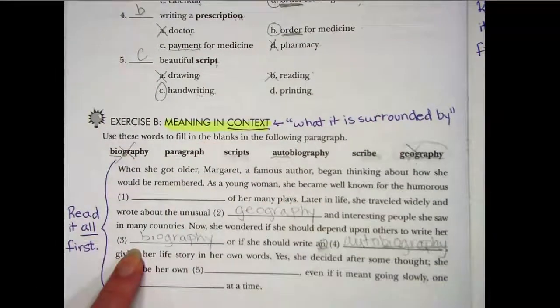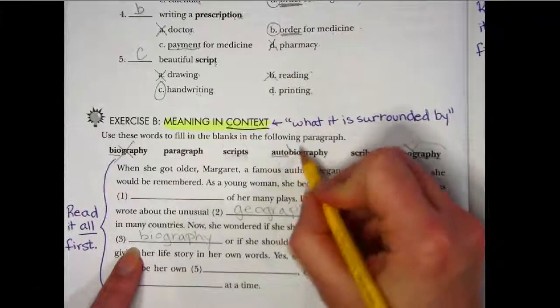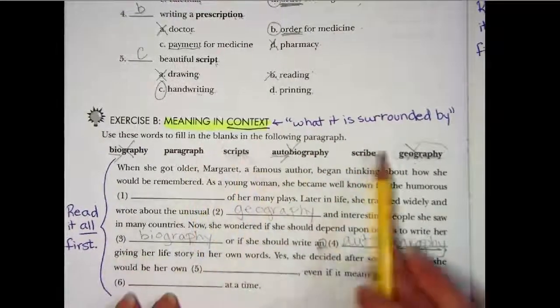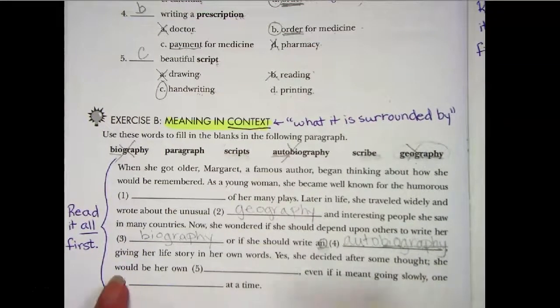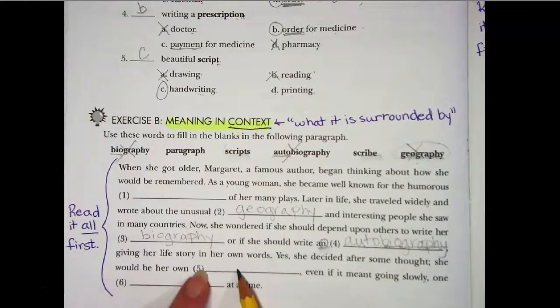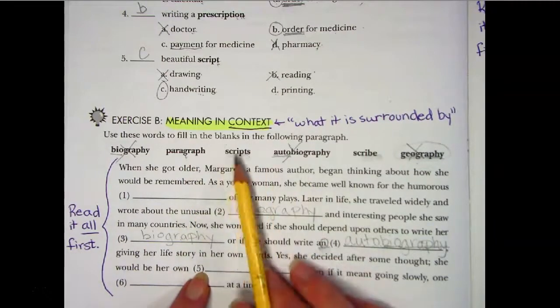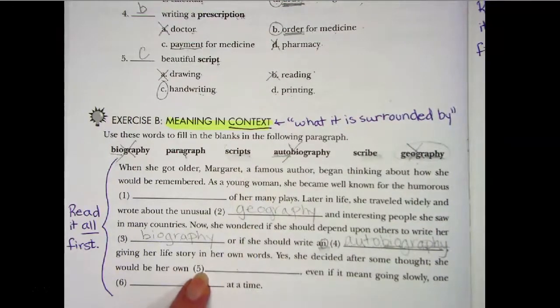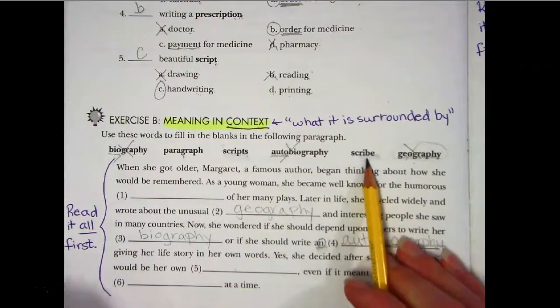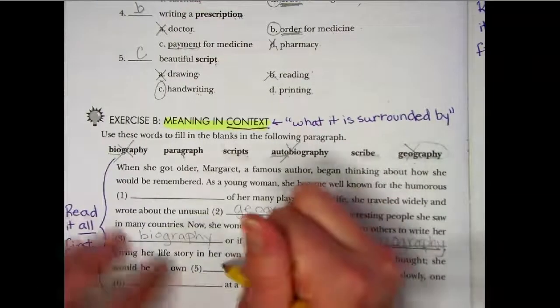Cross it out because we've used it. Now we're left with 3 choices. Let's keep reading. Yes, she decided after some thought she would be her own... paragraph? She's not going to be a paragraph. She would be her own scripts? Well, the scripts is something that you do write. That's the noun. She would be her own scribe. That one feels right.